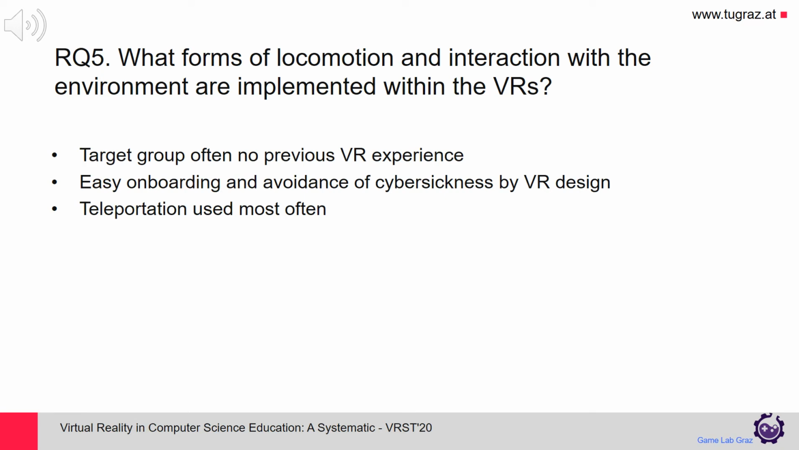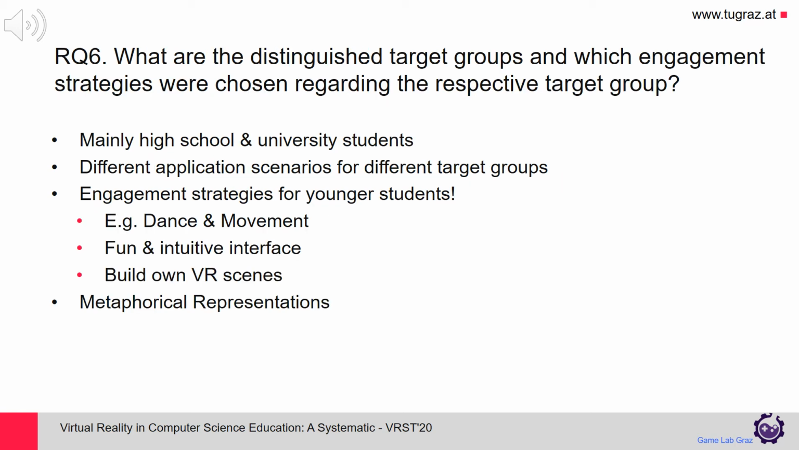An analysis of the target groups and interaction characteristics showed that, in most cases, the target group had no previous VR experience. Thus, the environments were designed to support an easy onboarding and to avoid cyber sickness. For this, teleportation was the most commonly used locomotion method. The target group was mainly high school and university students.